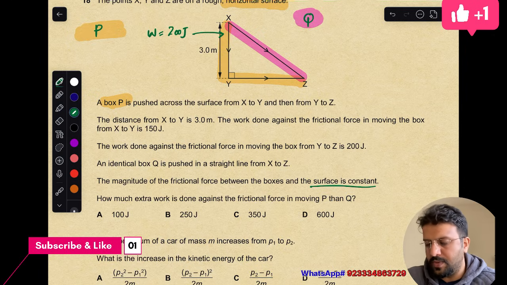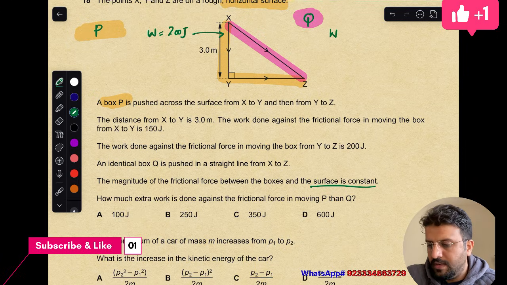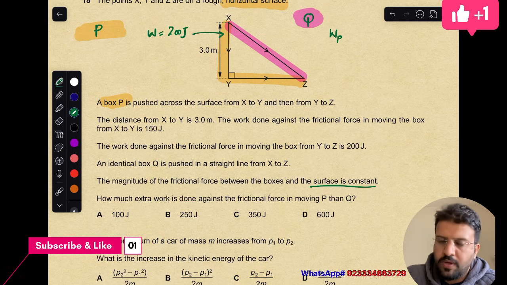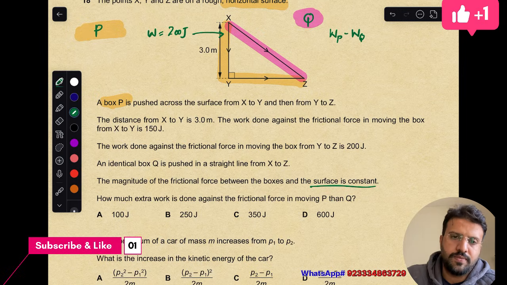Moving P then Q, sorry, not between P then Q. Okay, so what you have to do is find the difference in work done. It's obvious from the figure that the work done by P will be more, because the forces are the same and P is covering more distance, minus the work done by Q, that you have to find.